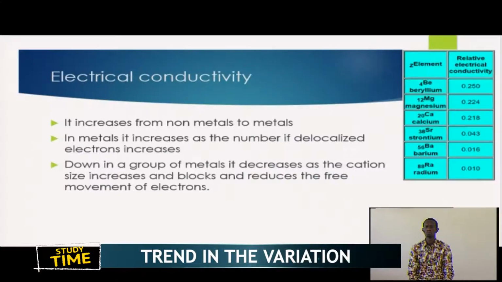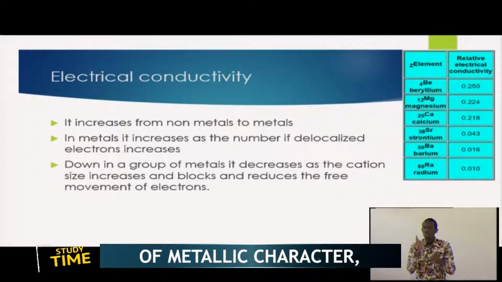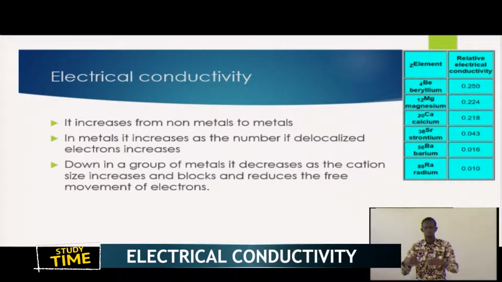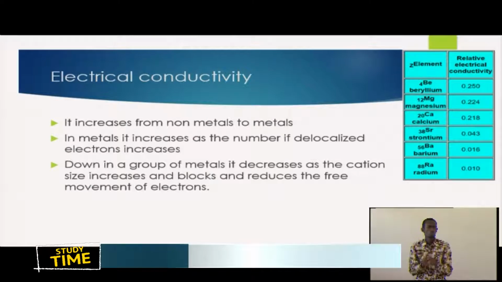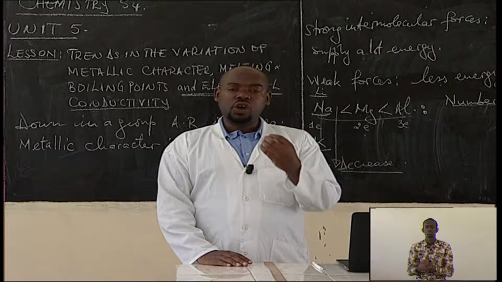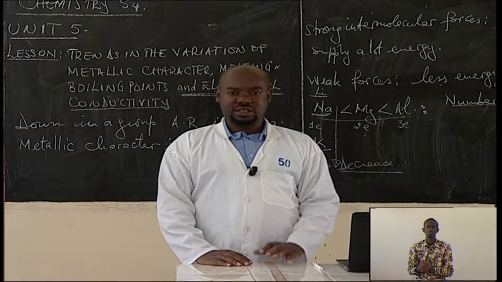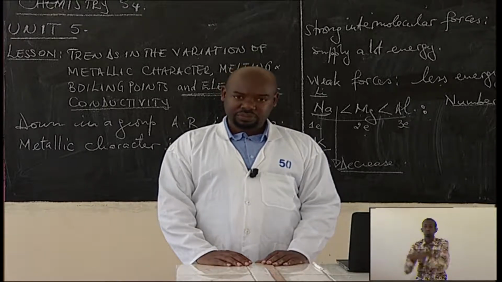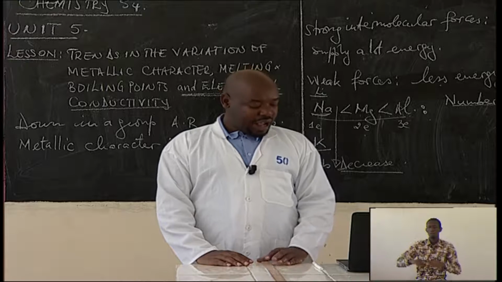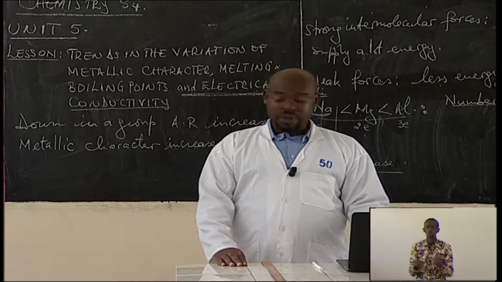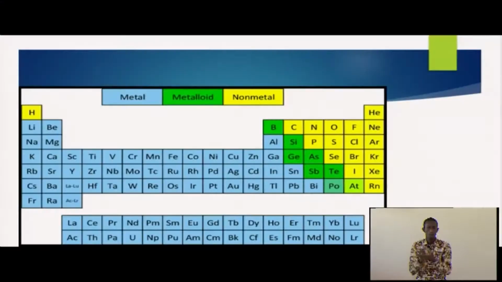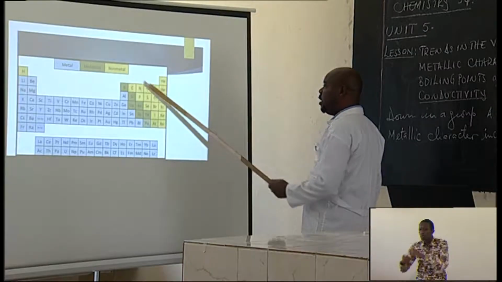Now let us go to the third property, the electrical conductivity. What is electrical conductivity? How can we define it? It is the ability of an element to conduct electricity, the electric current. And as we know, we have different parts in the periodic table. We have metals, which are in blue. We have metalloids and the nonmetals.